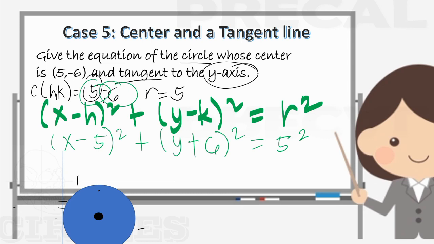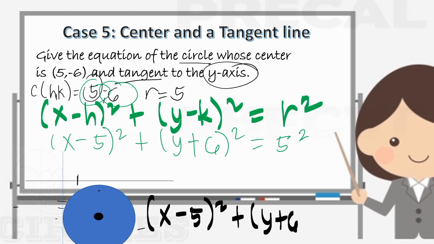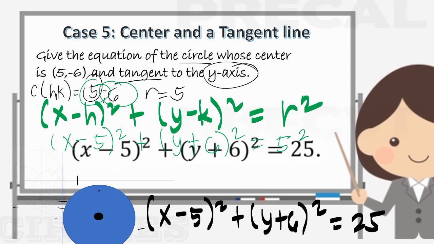So, therefore, yung ating final equation will be x minus 5 squared plus y plus 6 squared is equal to 25. Double check natin. So, ayun. x minus 5 squared plus y plus 6 squared is equal to 25. Tama naman yung answer natin.